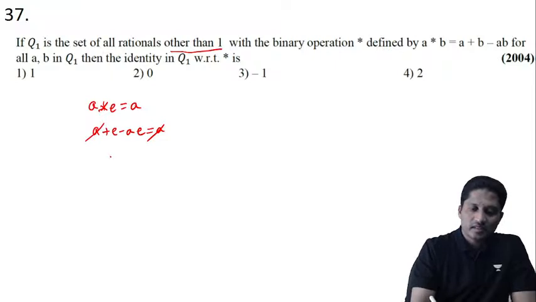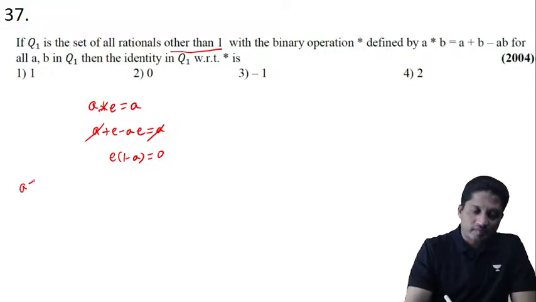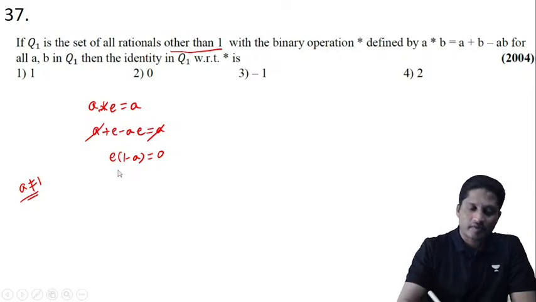This will cancel. Take E common, E times (1 minus A) is equal to 0. It is given in the question A cannot be equal to 1. According to the question, set of all rationals other than 1, A cannot be 1. So this means that 1 minus A cannot be 0. Identity should be 0. Answer is option B.